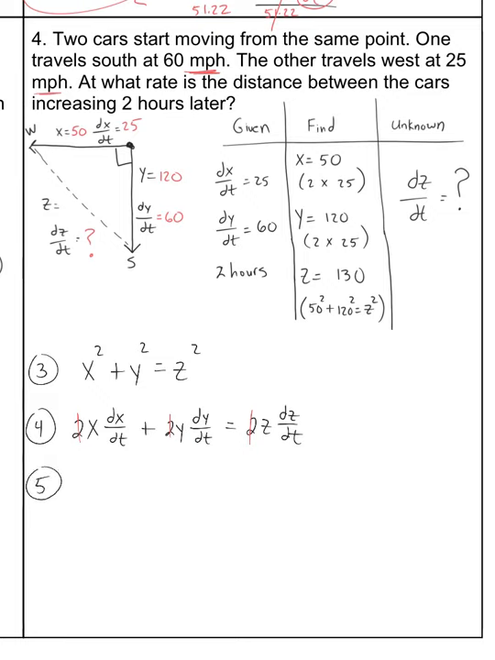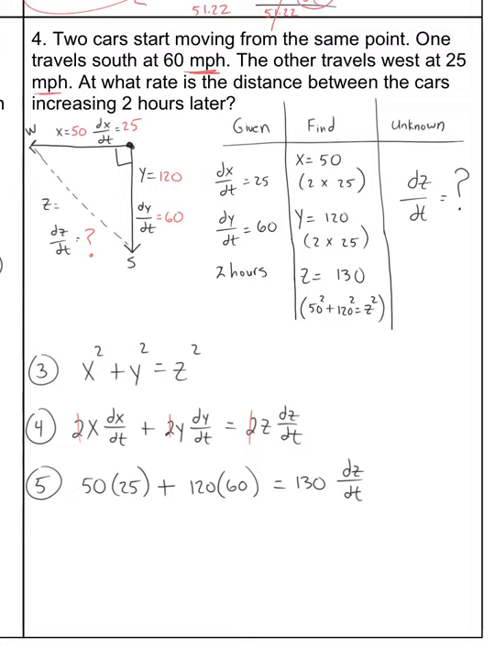So that's the fifth step. We know that x is 50. We know that dx/dt is 25. We keep going. We know that y is 120. We know that dy/dt is 60. We know that z is 130. And dz/dt is what we need to find. All right, so then we compute this.